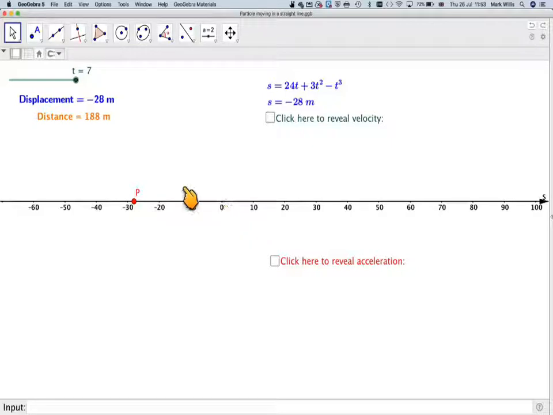the origin, but the total distance travelled will be all the way to 80 and then back down to minus 28. So displacement is a distance measured from a certain point, and distance is the total distance travelled. It's very important that you understand the difference between the two. We'll come back to the GeoGebra app at the end of the video.